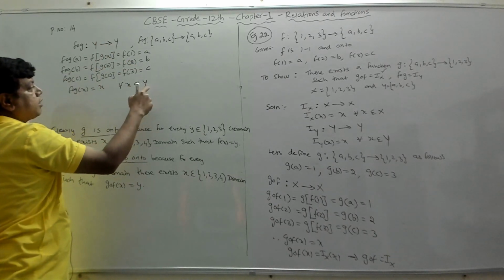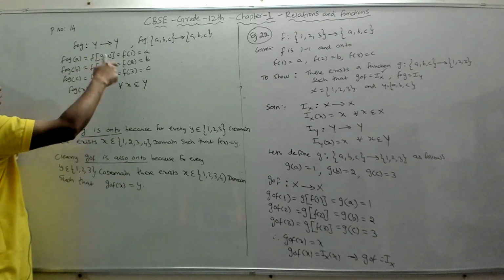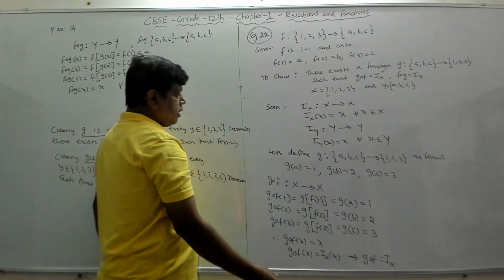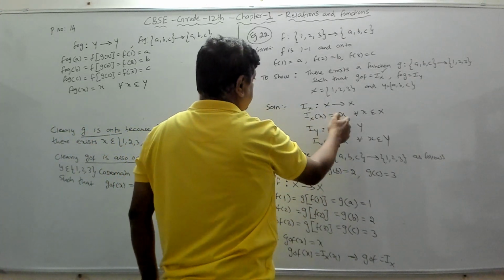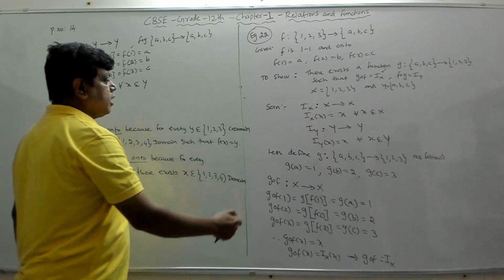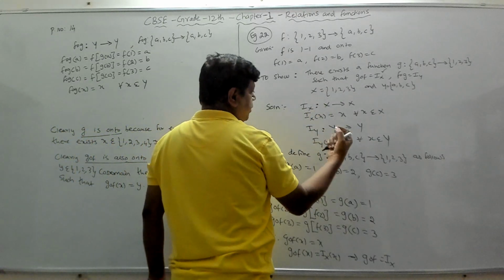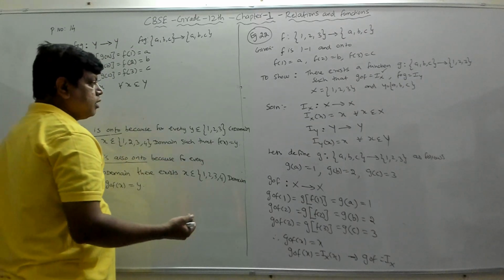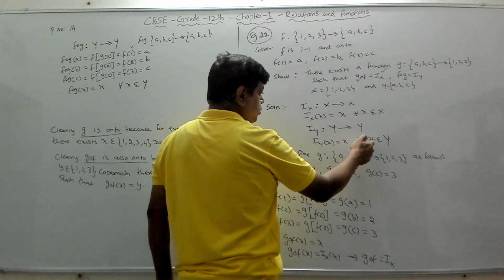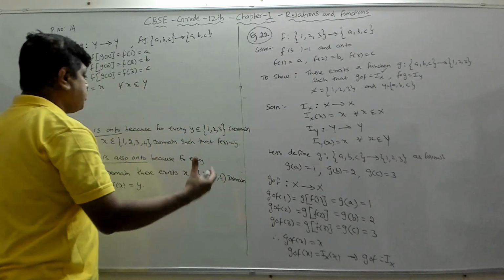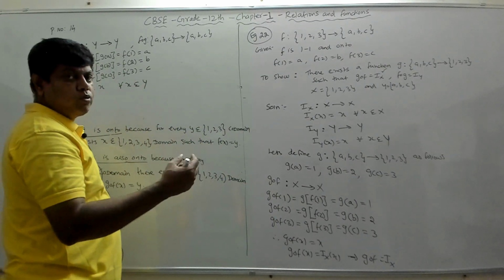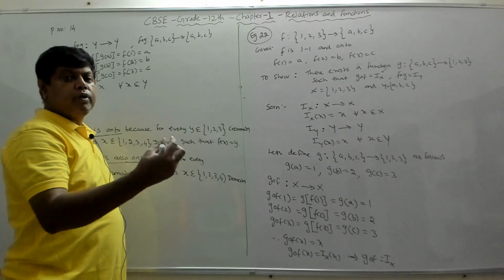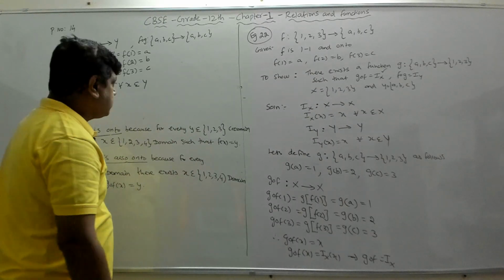Don't put a capital X here. X is an element from Y. Any element we call it as x. If you want, you can call this element a small y also. It doesn't matter. The variable name that you give for an element that you are choosing from the set doesn't matter.